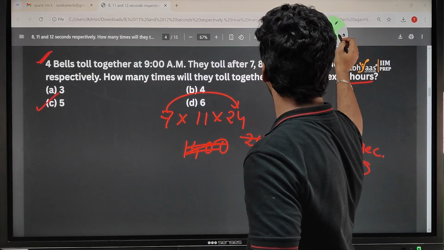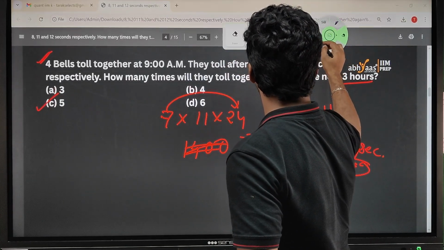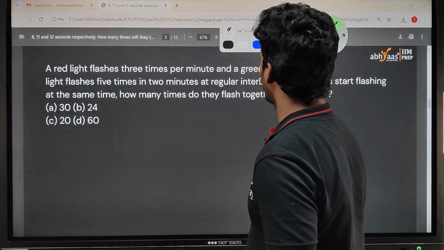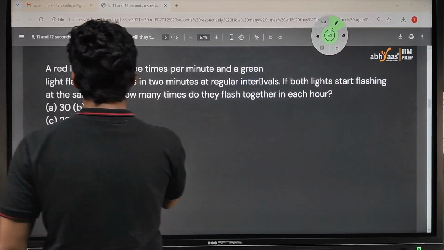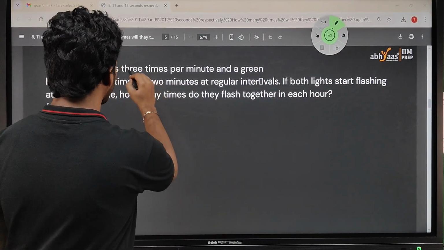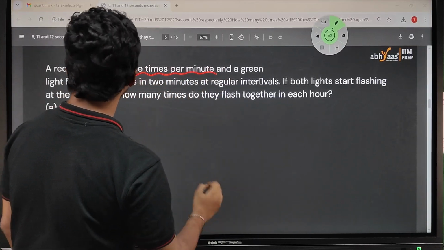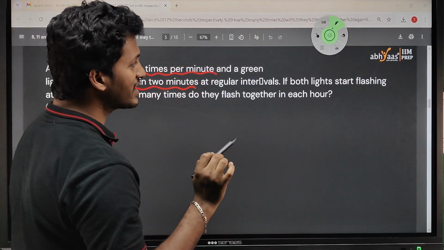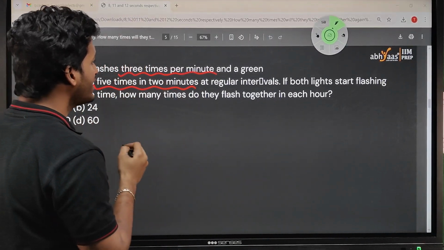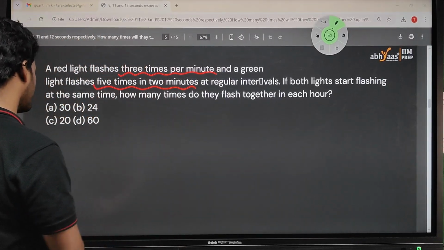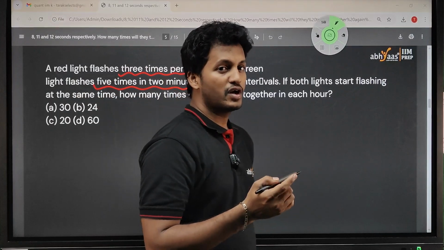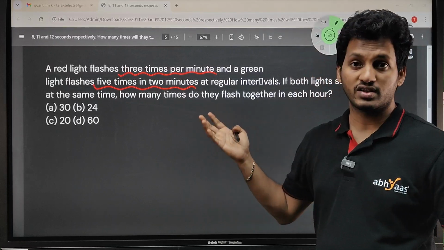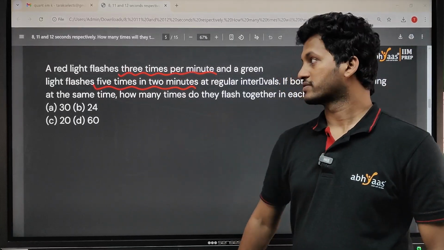Okay, let's see the next, not next model, I think the model is going to be repeated here. Try to solve this question on your own. A red light flashes 3 times per minute and a green light flashes 5 times in 2 minutes at regular intervals. If both lights start flashing at the same time, how many times do they flash together in each hour? I want you to solve this type of question, because we already discussed this model, and comment the right answer in the comment section.